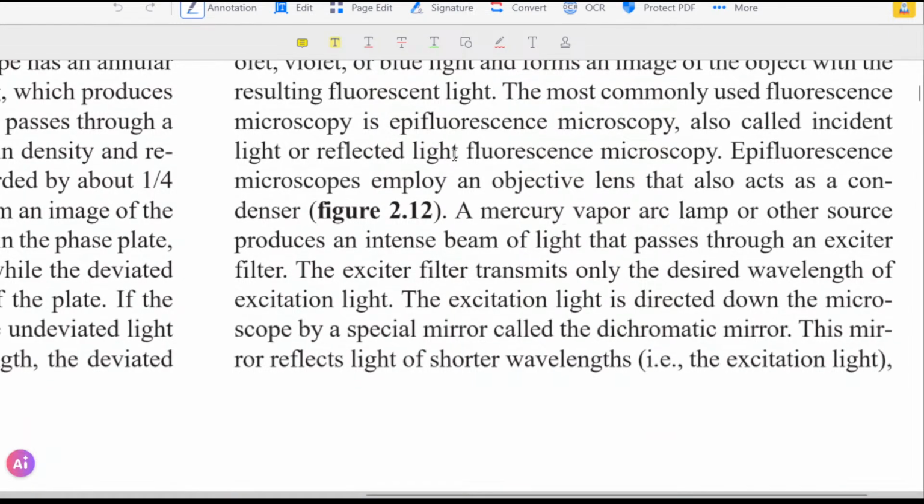Right. So epifluorescence microscopes employ an objective lens that also acts as a condenser. All of that light that is reflected, you have to sort it out. So in this case, there is an objective lens, but that also acts as a condenser. Usually lenses in the microscope are convex, and they usually work to bring the light to a focal point, a middle point, to project it all in one place. But they say in this case it acts as a condenser as well.